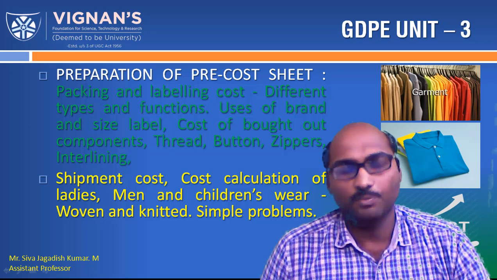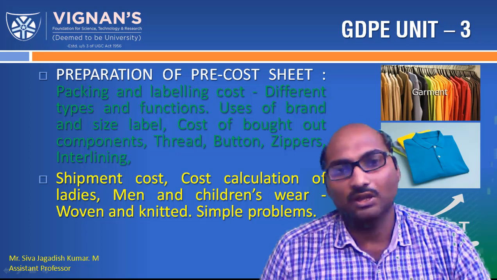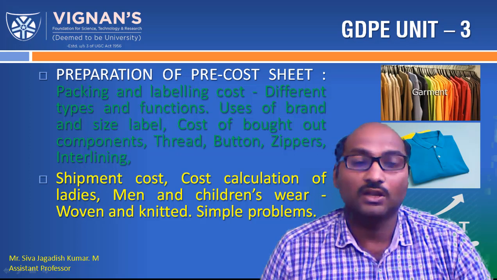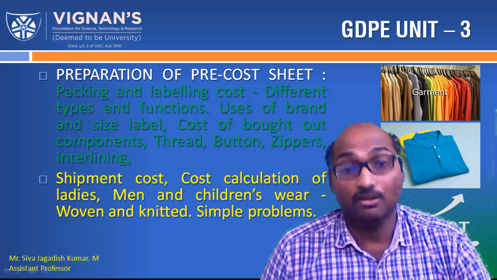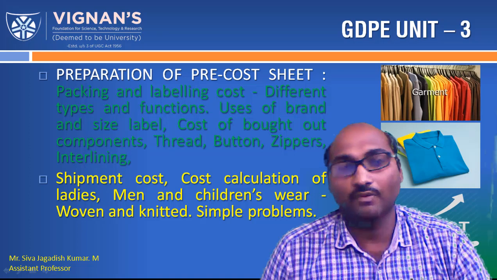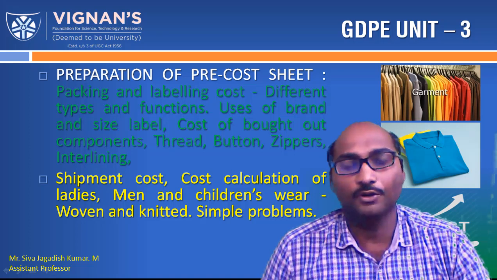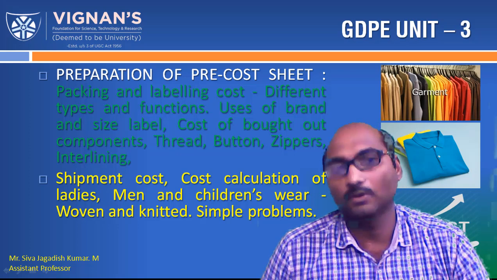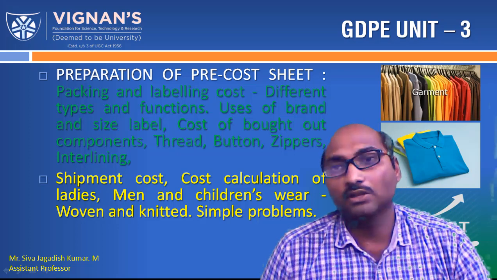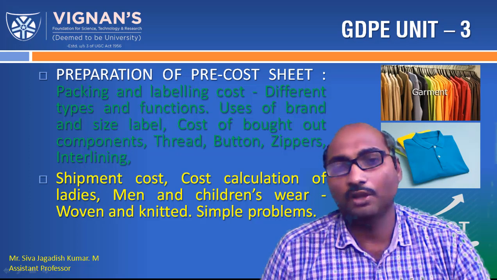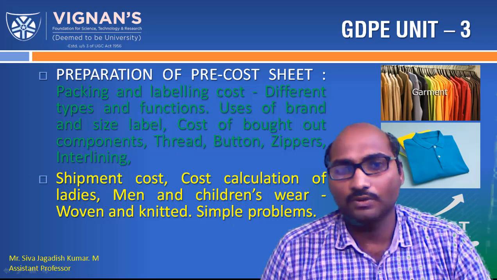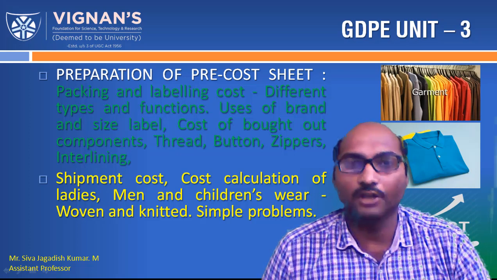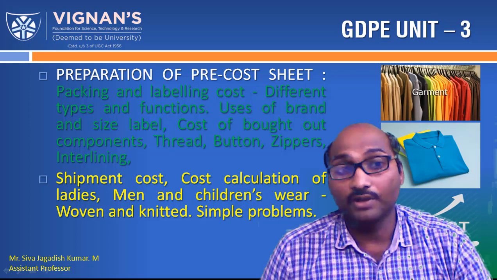One is shipment cost. What is shipment cost and what is the method or procedure followed for the calculation for ladies', men's and children's wear, in case of woven and knitted? We will also see a few simple problems. The packaging and labeling cost is normally the main one. We also see an example cost sheet by considering some components.